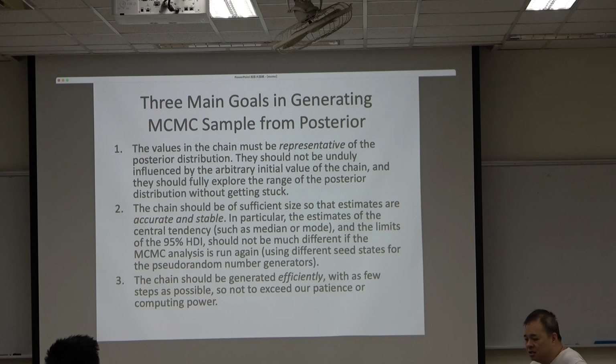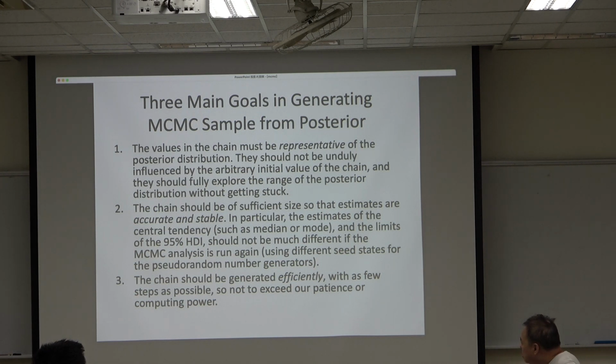It is, and at least you know the argument why it is correct. Okay. So second, the chain should be of sufficient size, should be large enough, so that estimates are accurate and stable.